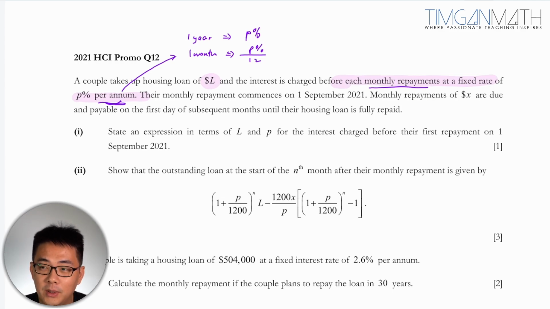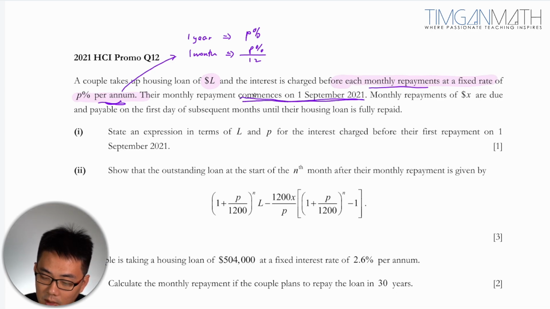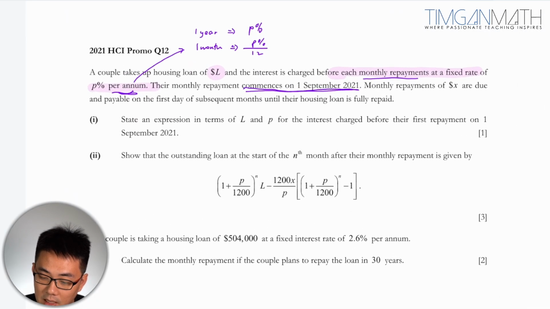So their monthly repayment commences on 1st September 2021. Monthly repayments of X are due and payable on the first day of each subsequent month until their housing loan is fully repaid. First day of subsequent months. So the monthly repayment commences on 1st September 2021. Okay, so let's see how we can do this.